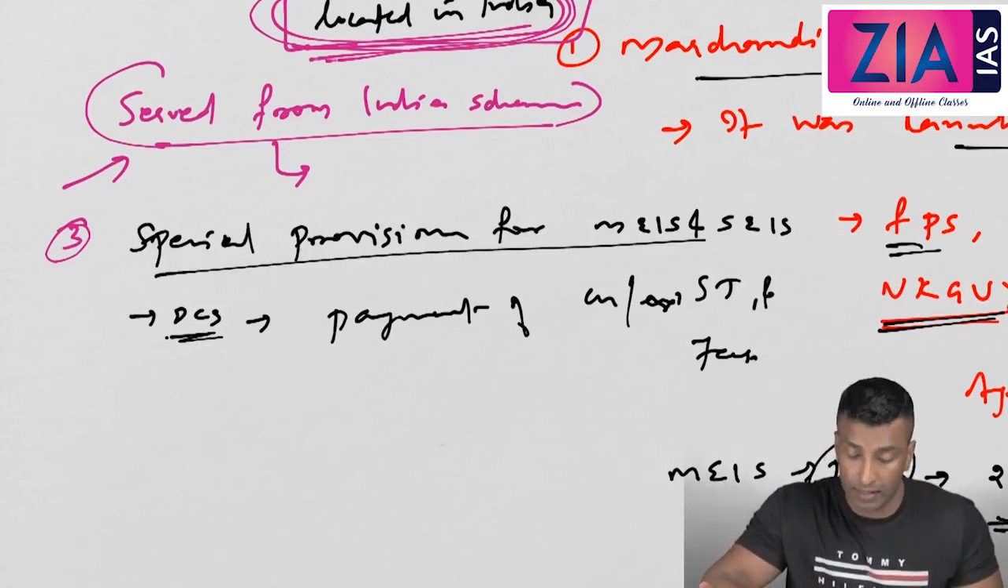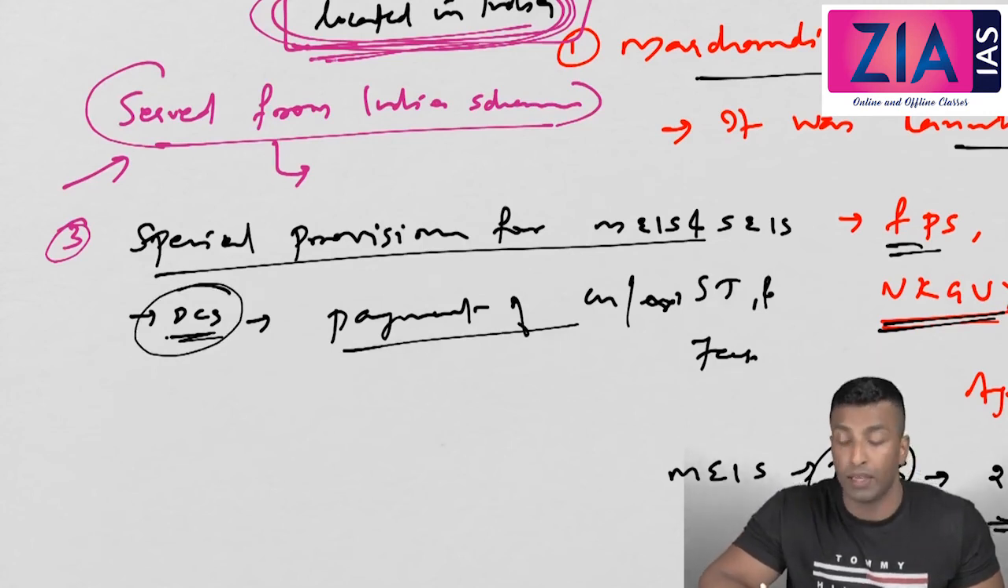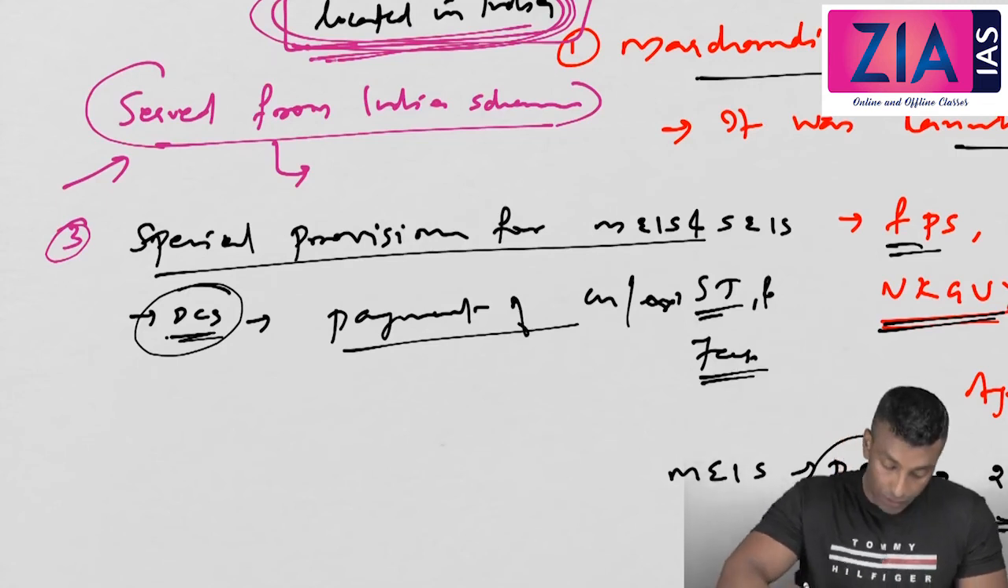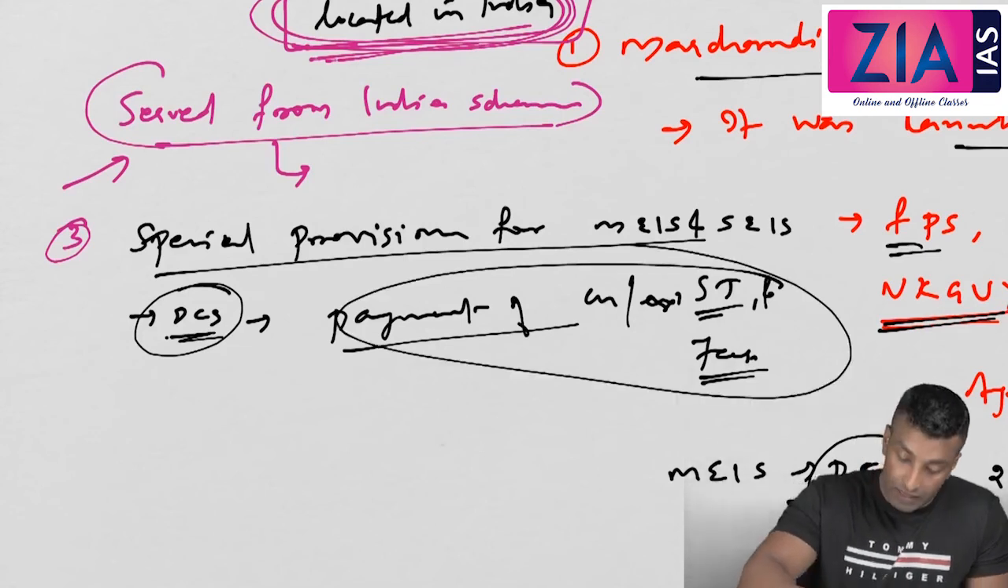What is MEIS? We have discussed. SEIS we have discussed. So this DCS can be used for payment of customs duty, excise duty, certain selected fees and all those things. Okay, service tax, everything, in all these cases you can actually use this DCS.